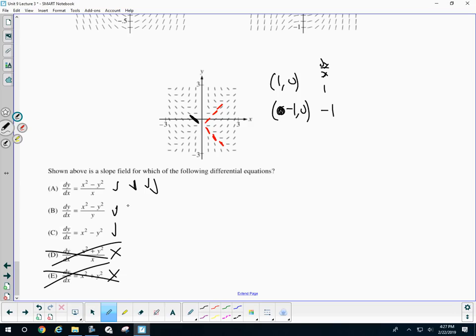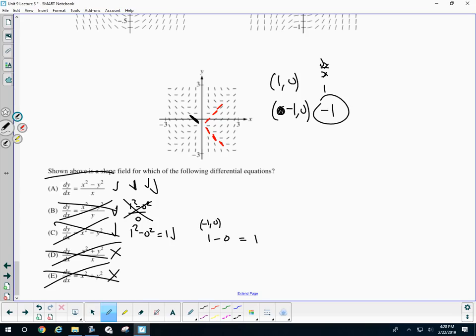So 1, 0. 1 squared minus 0 squared over 0. So I should have a vertical tangent slope if that's the case, but this slope should be 1. So that actually fails. So 1, 0 doesn't work. It doesn't give me a slope of 1. Let's try this one. 1 squared minus 0 squared gives me a slope of 1. Okay, so that checks out. If I do the negative 1, 0 point, I get 1 minus 0 because it's negative 1 squared. So that's a slope of 1, but the slope should be negative 1. So that fails, and it's through that process of elimination that I'm going to pick A.